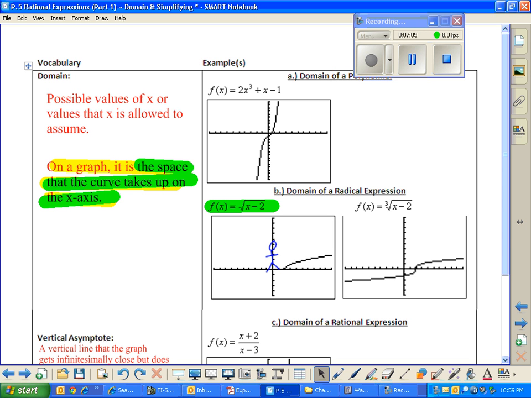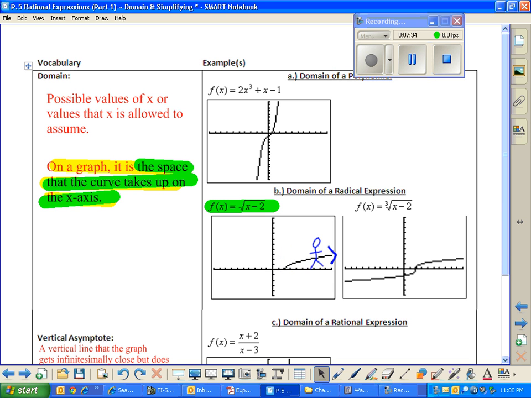Can anybody tell me where you would finally start to see some points? At 2, very good. Tammy said it. Right there at 2, you would finally see your first point. And we have to use our imaginations a little bit. You know that your calculator doesn't show it, but you know that there's an arrow there, right? So this graph starts at 2 and keeps going.